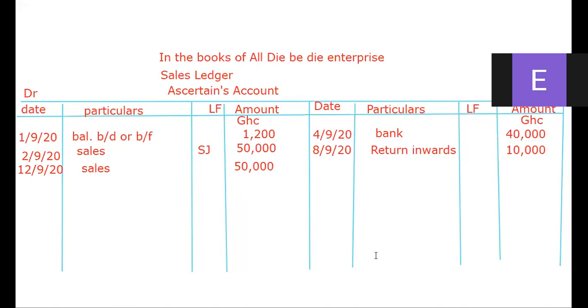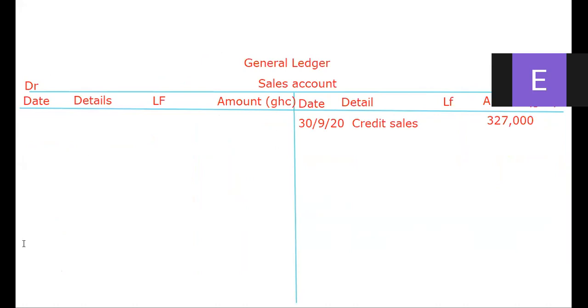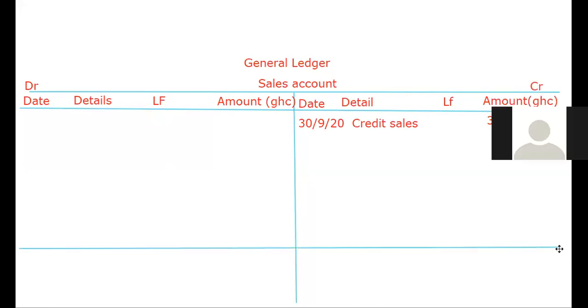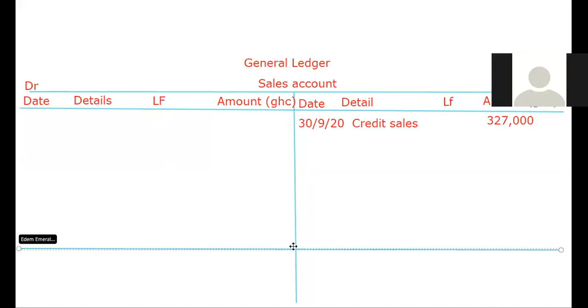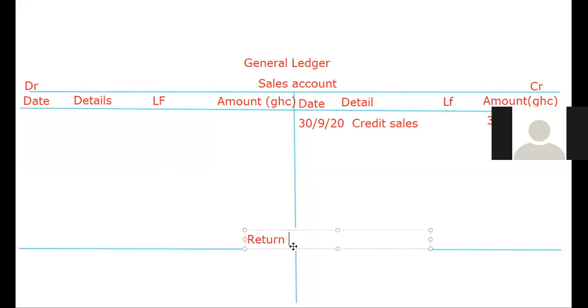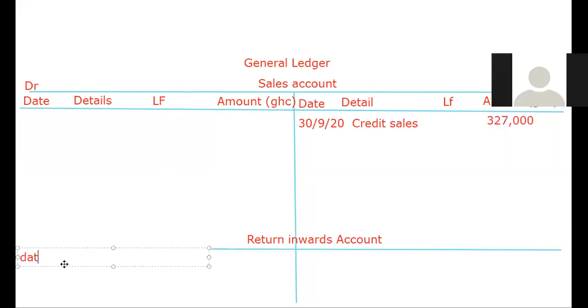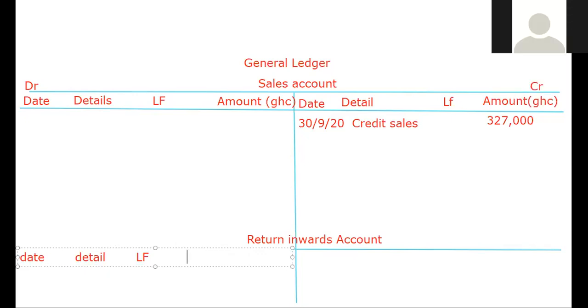So, what would be the double entry? Where would we send it to? The return inwards account in the general ledger. We credited it in the customer's account, so where would we put it here? On the debit side. Double entry: every debit must have its corresponding credit. This is where we find it.